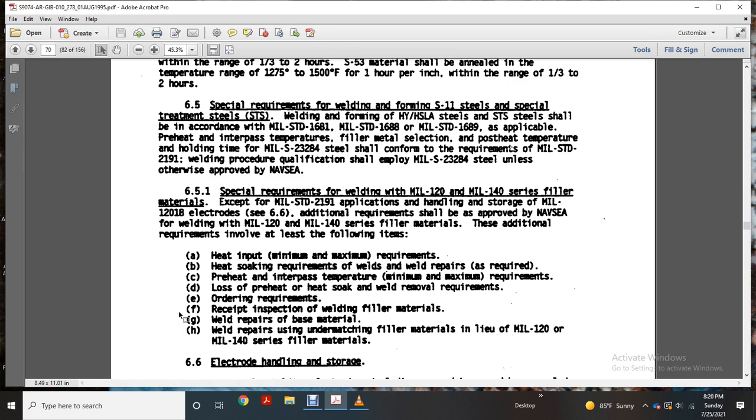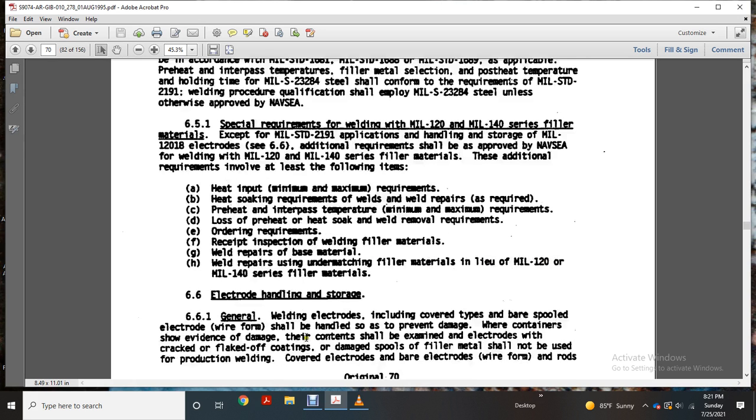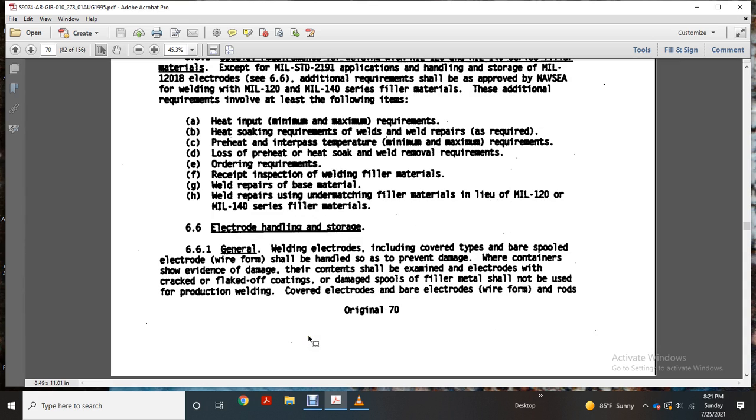Heat input minimum and maximum requirements, heat soak requirements, weld repairs as required, preheat and interpass temperature minimum and maximum requirements, loss of the preheat heat soak with the weld removal that requires ordering temperature requirements, inspection of the welder filler material, weld repair of the base material, weld repair of undermatched filler material, and use of the MIL-120 to 140 series filler materials.